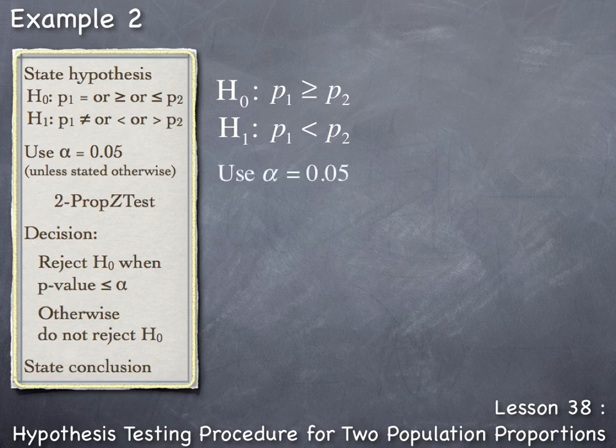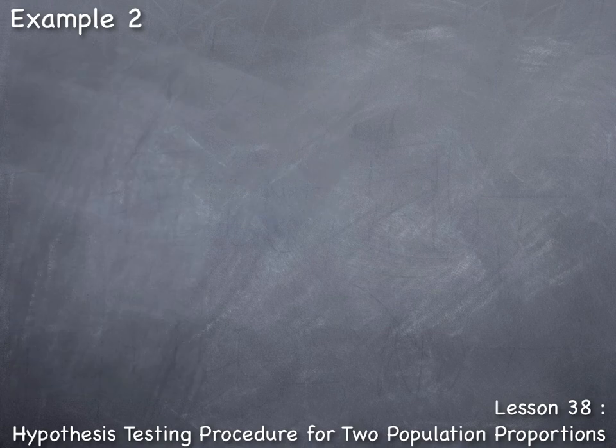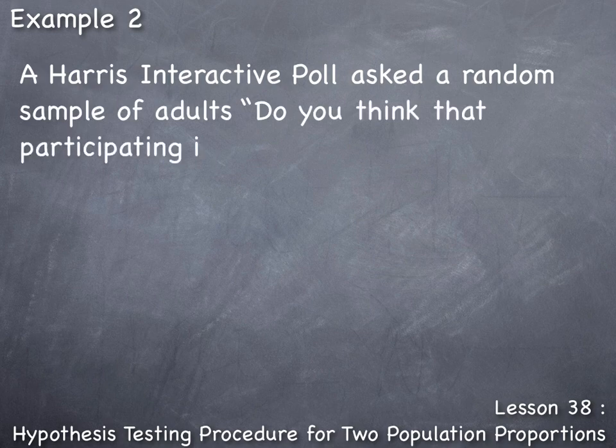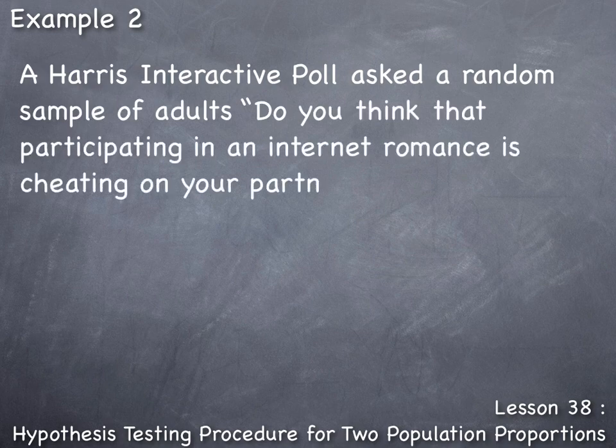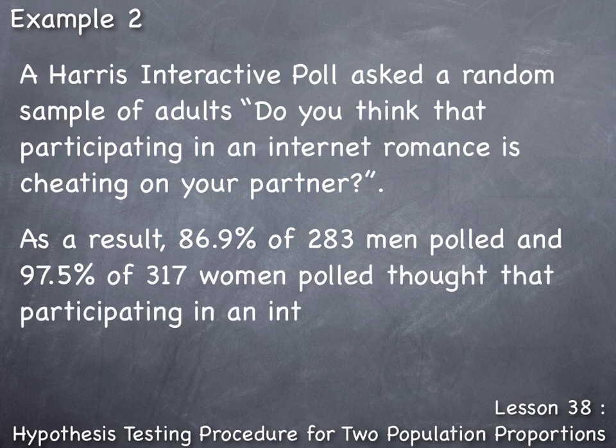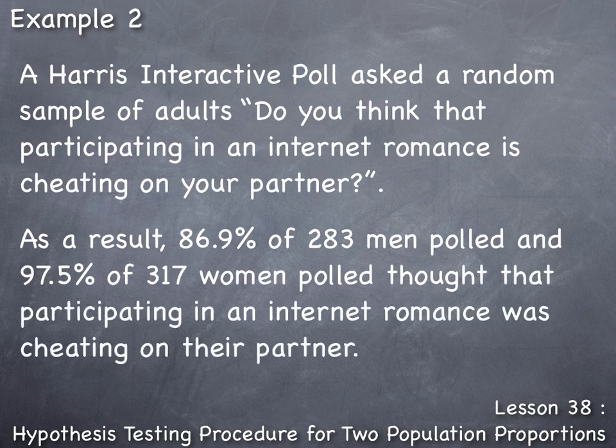Now we'll be using our customary alpha equals 0.05 and the 2-PropZTest command on the TI-84 calculator to calculate the p-value. But to do that, we need our sample data. A Harris Interactive poll asked a random sample of adults, do you think that participating in an internet romance is cheating on your partner? As a result, 86.9% of 283 men polled and 97.5% of 317 women polled thought that participating in an internet romance was cheating on their partner.